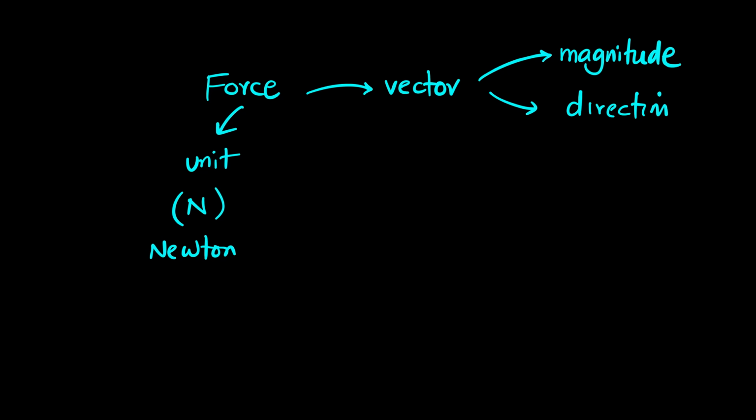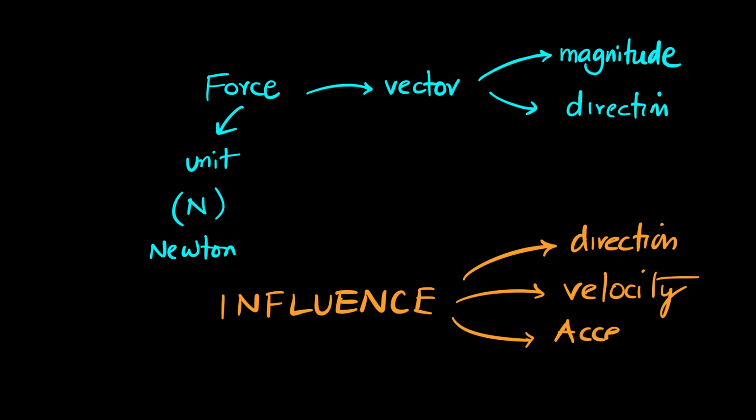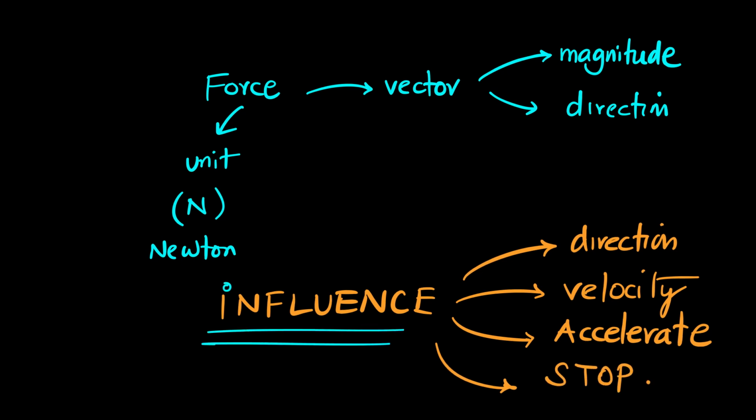And force is basically an influence. Force can change the direction of a moving object. Force can increase the velocity of a moving object. Force can make a stationary particle accelerate. Force can make a moving object stop. So this is the influence that this force can exert.